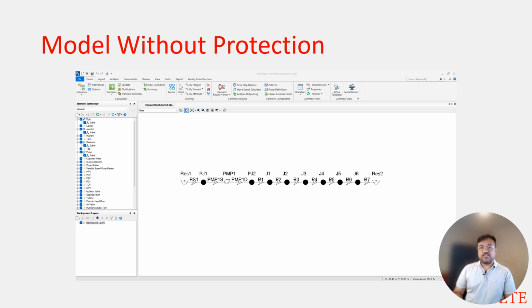Here we have the model of the water distribution system without any protective components in place. In this scenario, we simulate a pump shutdown and observe the effects of the resulting water hammer. In real systems, this kind of unprotected scenario could lead to pipe burst, valve failures, and pump damage, particularly in areas where the pressure spike exceeds the design limits of the components.